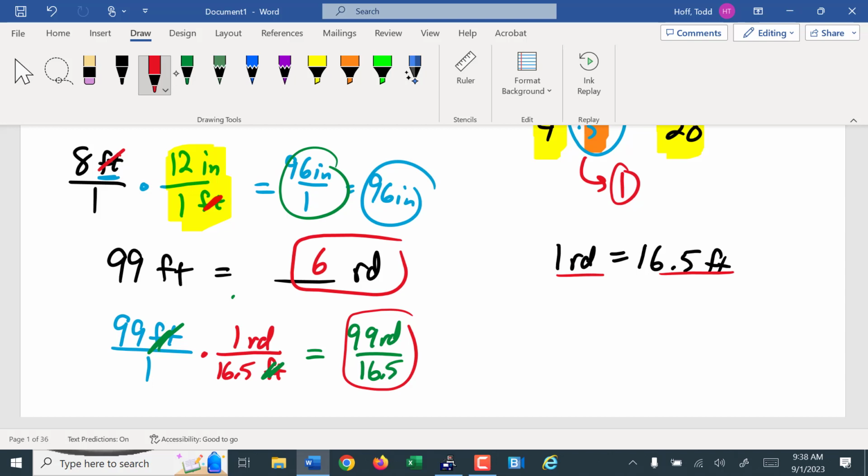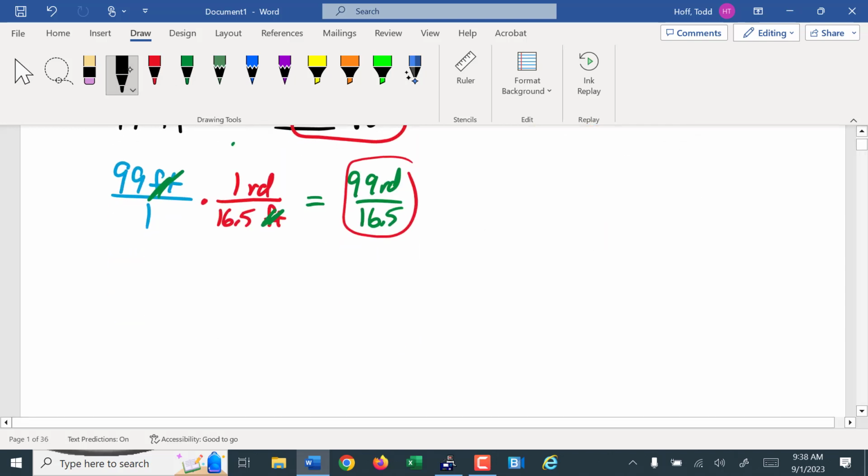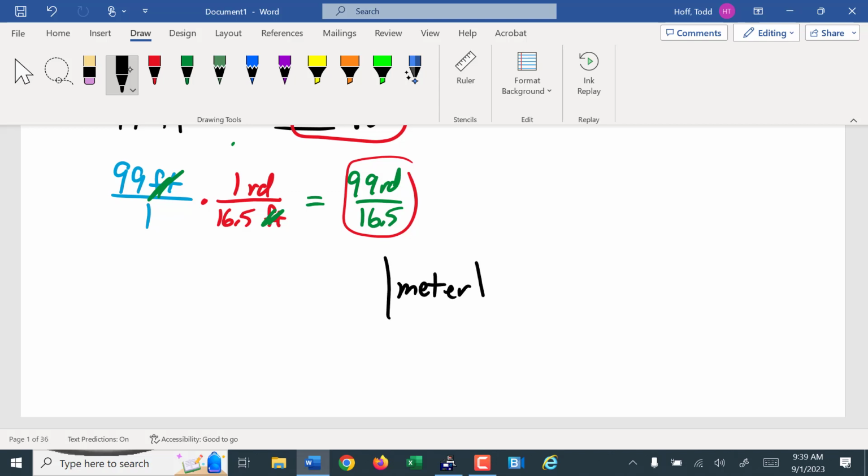Now for this class, we're going to assume that you can do conversions within the standard system. We're going to assume you can do conversions within the metric system. We will do a quick review here, just a couple minutes of the metric system. For length at least, the main unit of length in the metric system is the meter. That is the only unit of length in the metric system.